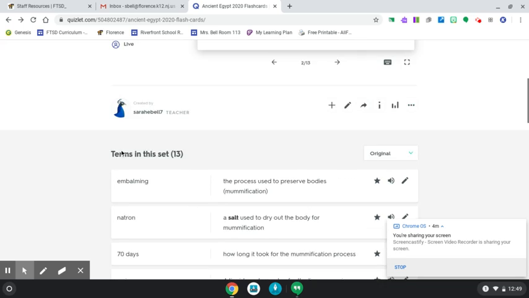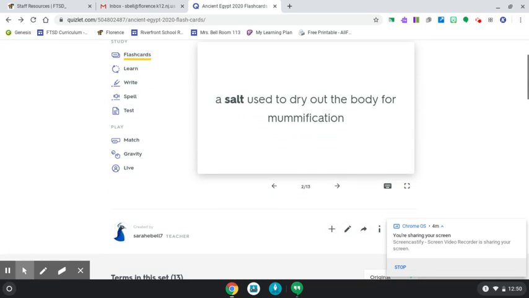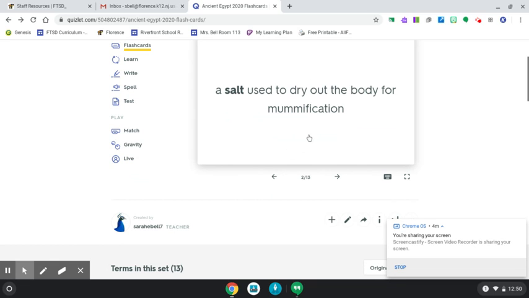So again, for your assignment today, you are spending today familiarizing yourself with these terms. I would personally suggest doing the write activity. For me, I memorize things more when I write them out. I would like for you to pick three, including the test, so there are four: you can learn, write, spell, test. Pick three of these and complete them once, and then play one of these games.